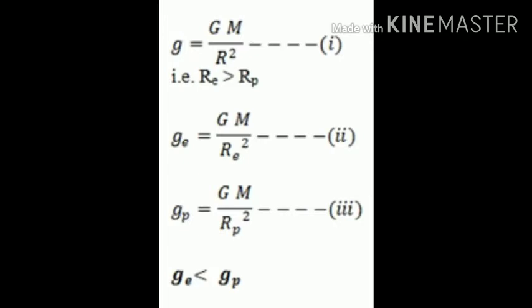Now putting this value in the equation of g, we will get g at the equator, gE, equal to GM by RE square, and at the poles gP equal to GM by RP square. Now you can understand clearly that as RE is greater than RP, then gE will be less than gP. So the acceleration due to gravity will be less at the equator and greater at the poles.